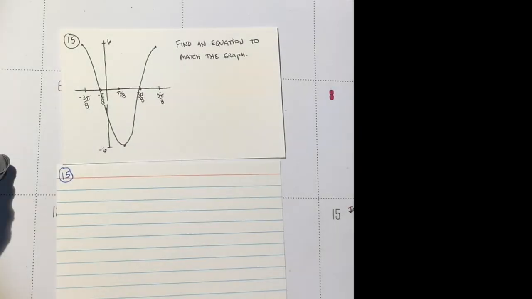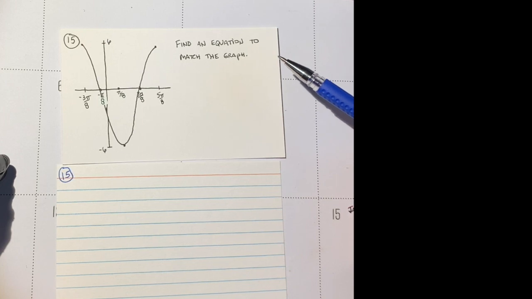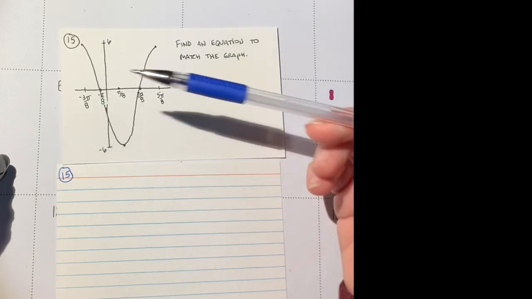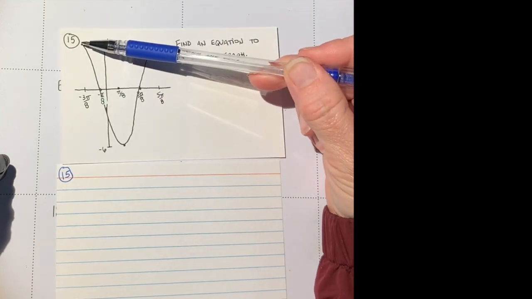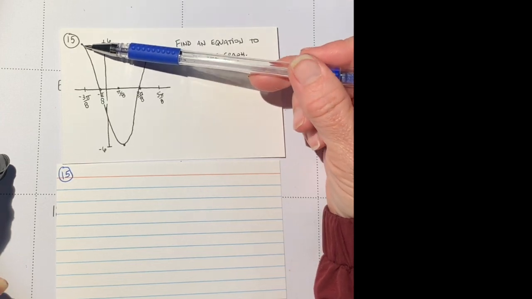All right, this one's number 15. Same thing, we're asked to find an equation to match the graph. Now, in this one, as I look at this, it does appear that this one has a horizontal shift, especially if I want to use a cosine function, because it's certainly what it looks like.